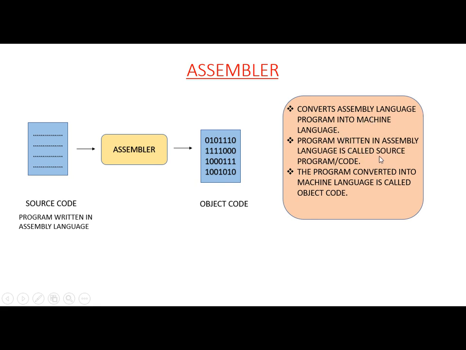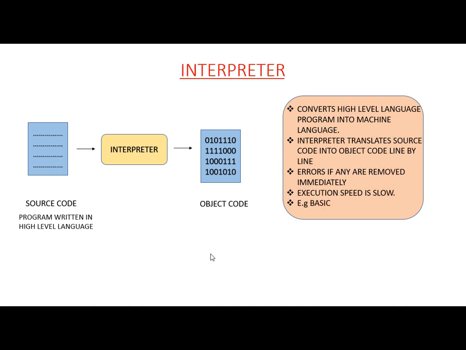A program written in assembly language is called source code or source program. Like here, this is called source code, and the one which is converted into machine language is called object code. These two features are applicable to compiler and interpreter also. Whatever program the programmers write is called source code, and the program which is converted into machine readable form is called object code, and this conversion is done by language processors. Next we will study the interpreter.